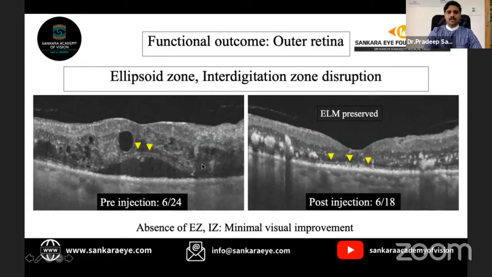Whereas in this case, we can see that there is loss of ellipsoid zone at the area of neurosensory detachment and even in other areas, but the external limiting membrane is preserved.